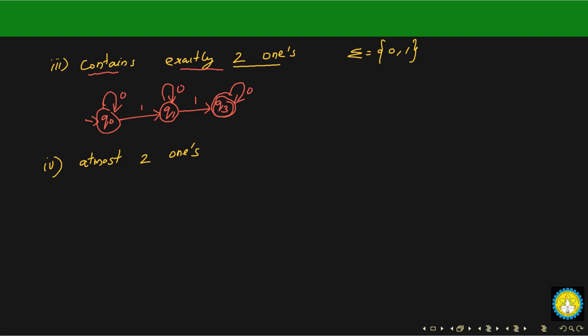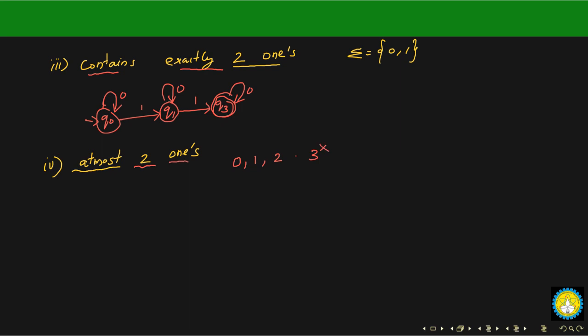We have a slightly more tricky question here. We are asked to design an NFA to accept binary strings having at most 2 ones. Whenever you hear the words at most, in this question it means you can see no ones at all, 0 ones, and that's also acceptable. If you see 1, that's acceptable. If you see 2 ones, that's acceptable. But if you see 3 ones, this is not acceptable.